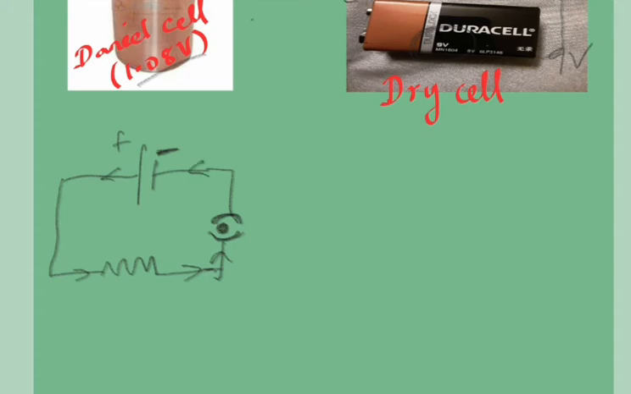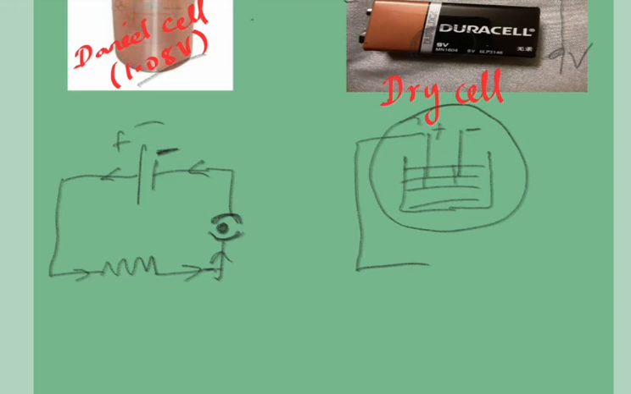So if I am going to draw it in a cell model, one electrode, the positive electrode, will be there, the negative electrode will be there, and the electrolyte will be inside it, and we can connect. So this is actually the cell which I have shown, and we will connect it to a device. Okay, and there will be one switch or a key to switch the circuit on and off.